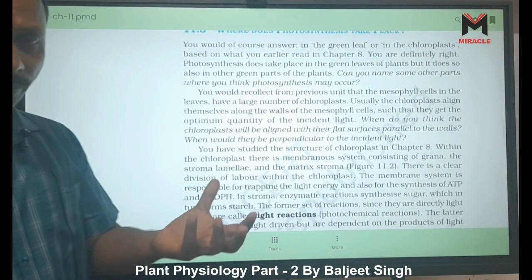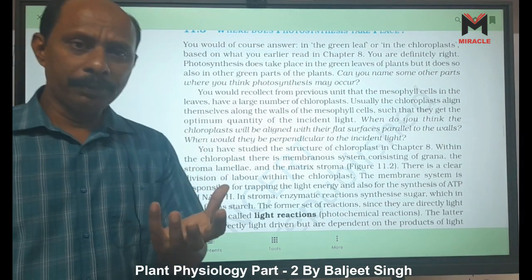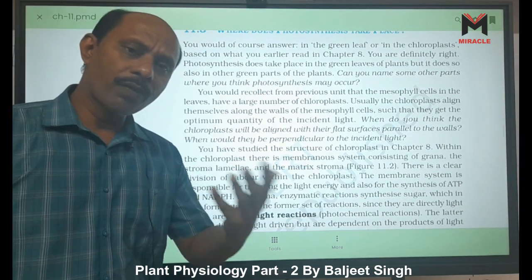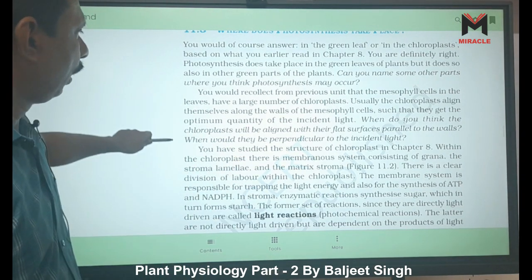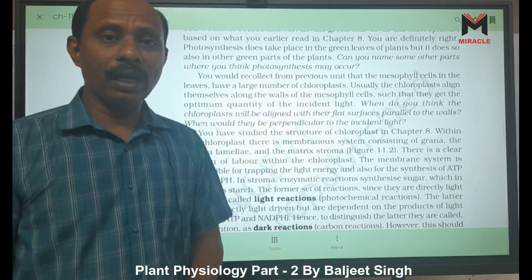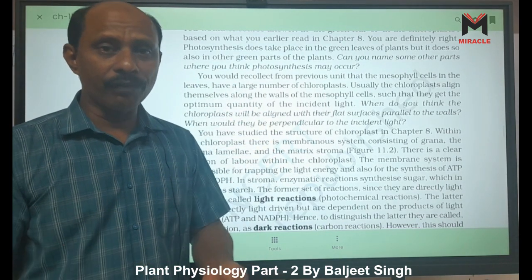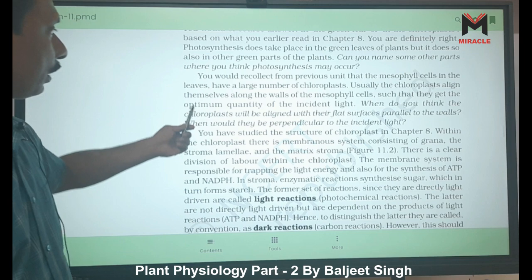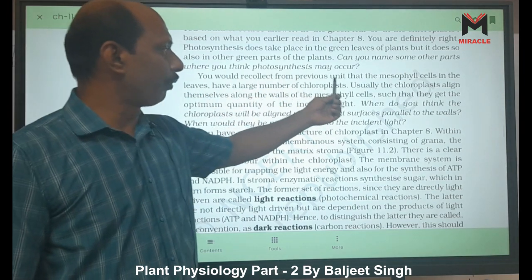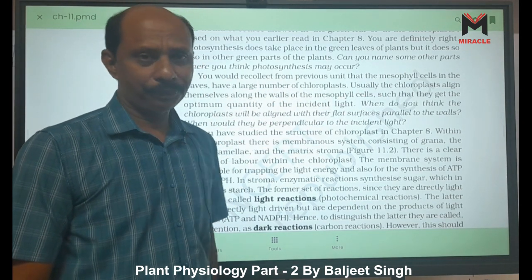Calyx means the outer whorl of the flower. Green, that is unripened fruits, are also involved in photosynthesis, right? You would recollect phylloclade, they are also involved in photosynthesis. They are modifications, right? You would recollect the previous unit, the mesophyll cells.